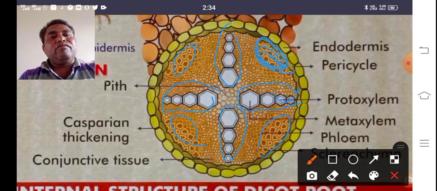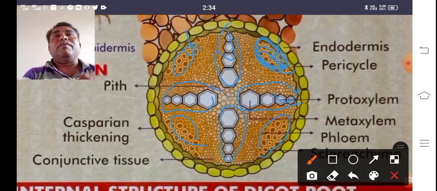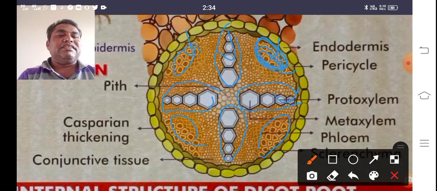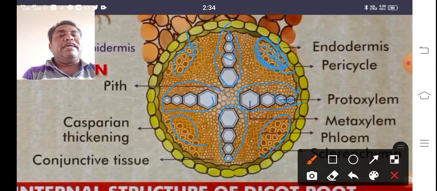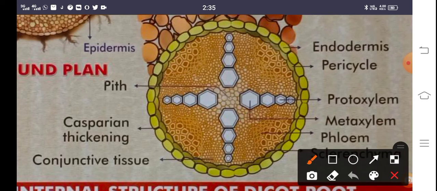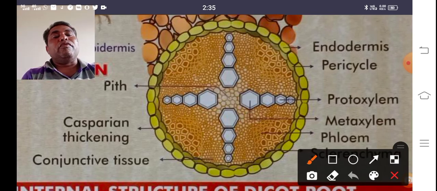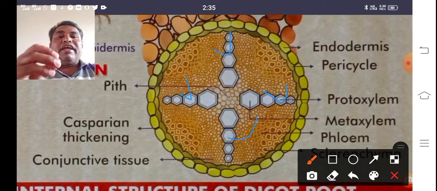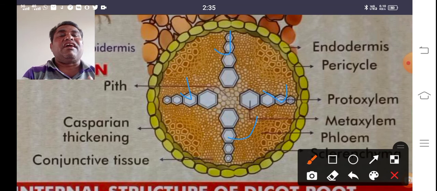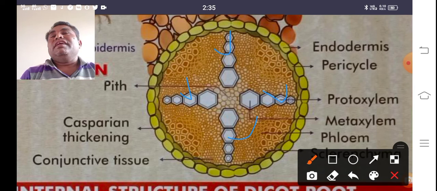After the xylem, phloem is present. So xylem and phloem are arranged in an alternate manner, one after one. So they are present as strands. Here, the xylem condition in the dicot root is tetrarch, meaning four. So this is 1, 2, 3, 4. Hence in the dicot root the xylem condition is tetrarch. So whenever they ask the question, in the dicot root the xylem condition is tetrarch.